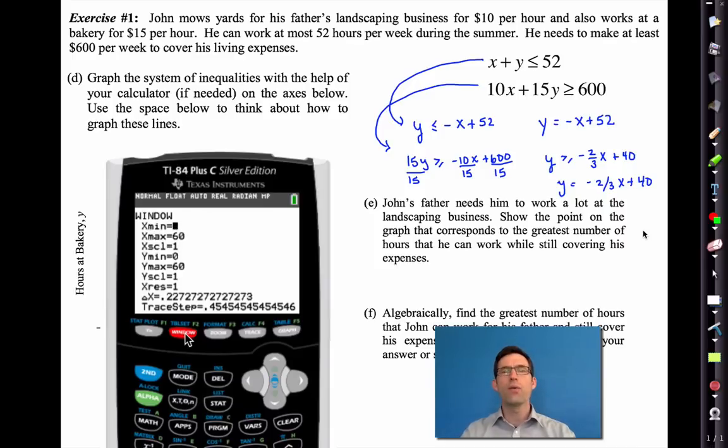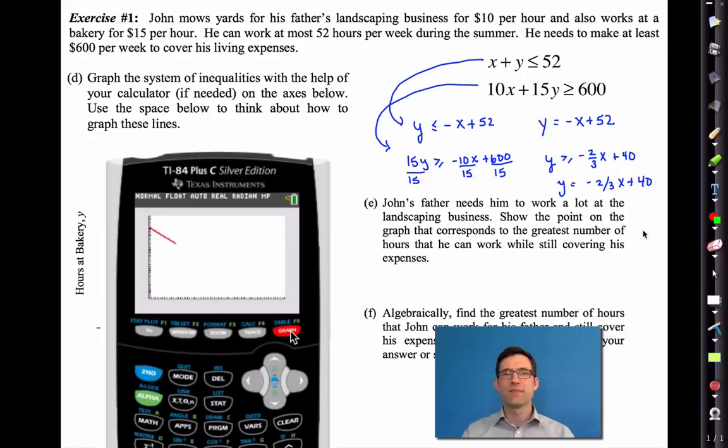Probably most of them are well short of it. So why don't we go into our window? Let's put x min in as 0. Let's put x max in at, I don't know, let's say 60. Let's do y min also 0, and let's do y max also 60. Okay. Once we have them all in, let's hit graph. See how they look.